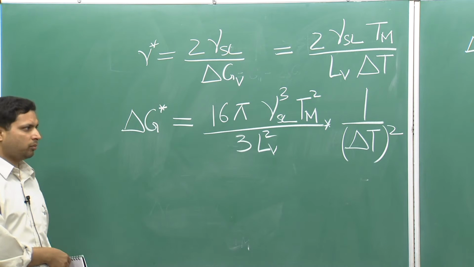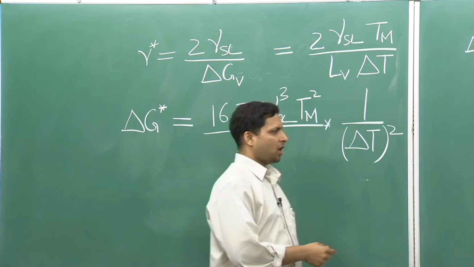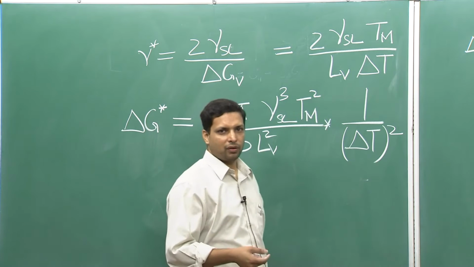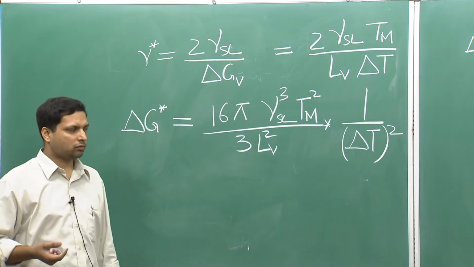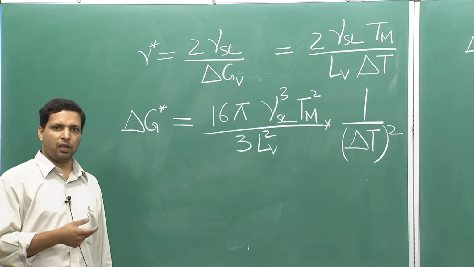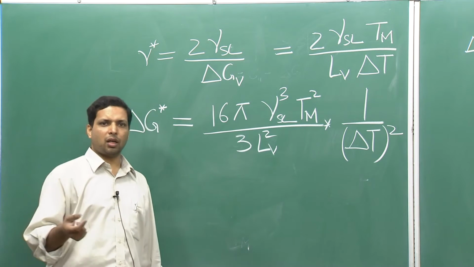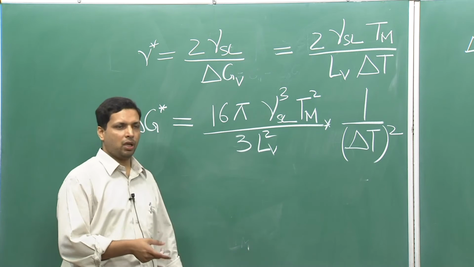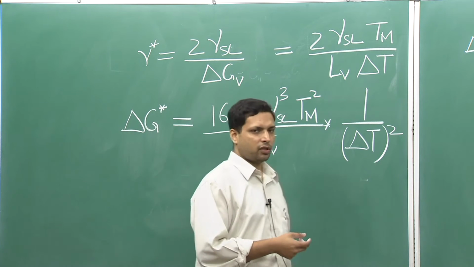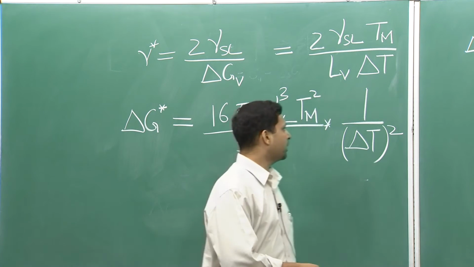In fact, what you should try is that instead of taking spherical nuclei, try to do it using a cubical nuclei or some other simpler form for which the surface area and the volume do not get complicated.